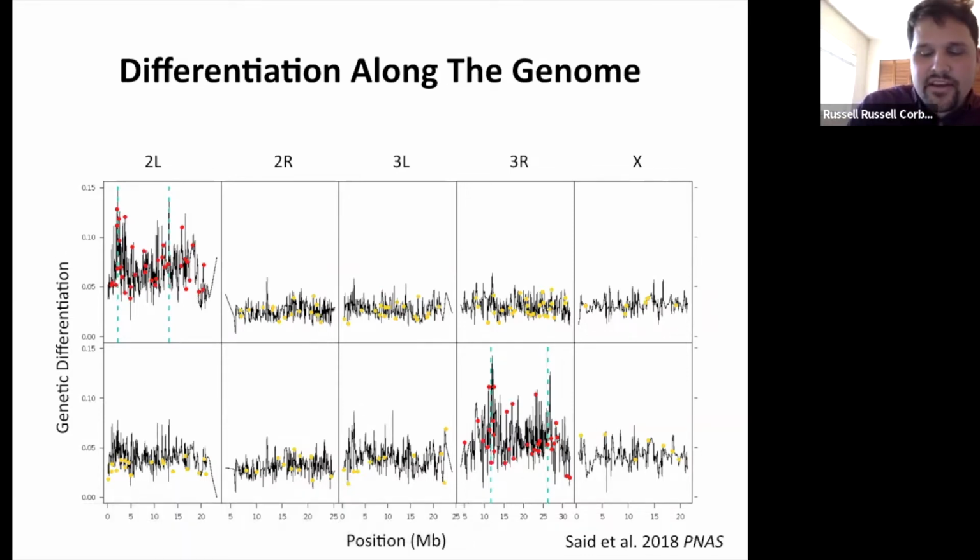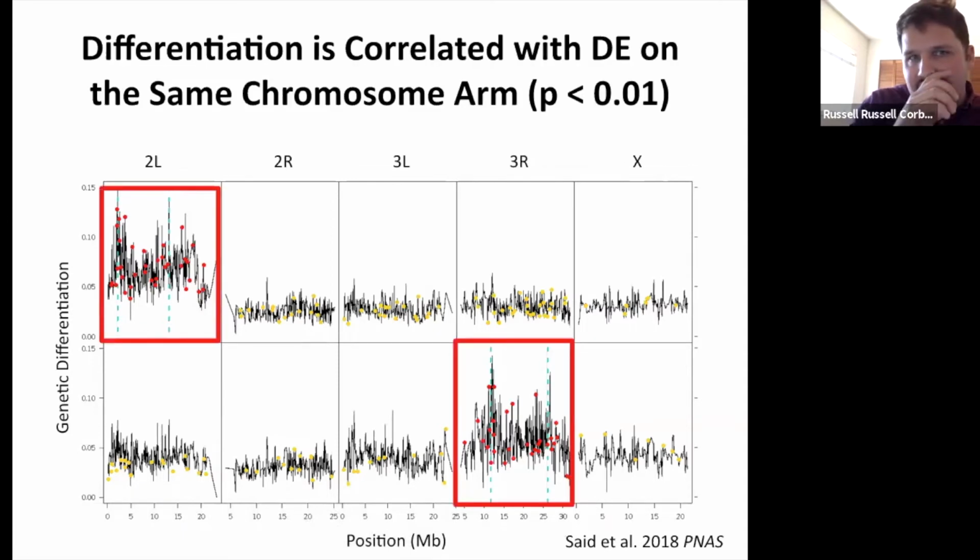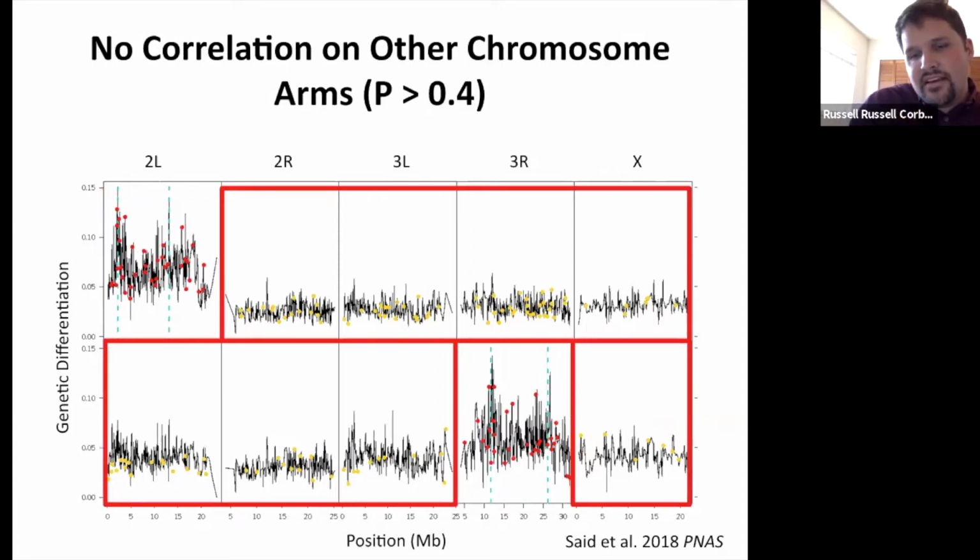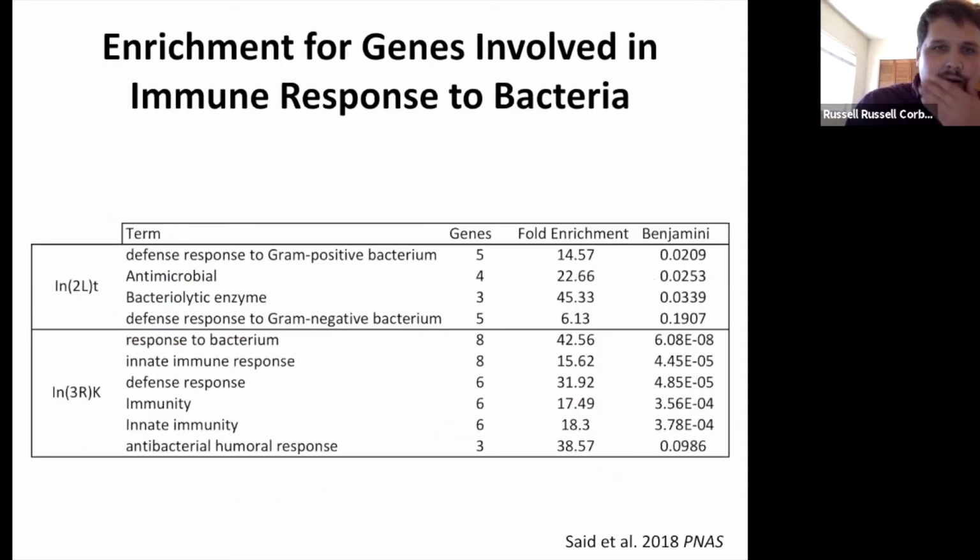But the interesting and maybe more important thing is that there's a very strong correlation between differential expression and genetic differentiation along these arms. So you see a lot of these outlier genes are at the tops of little peaks of genetic differentiation, which is exactly what we would expect if natural selection maintains these relationships. And in contrast, we see nothing, or very little effect at least, along the rest of the chromosome arms in this genome.